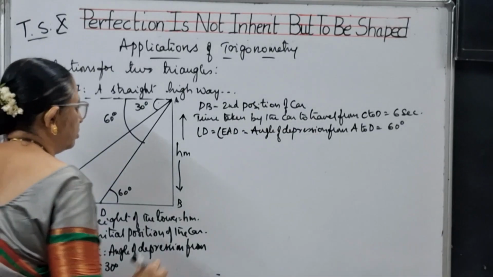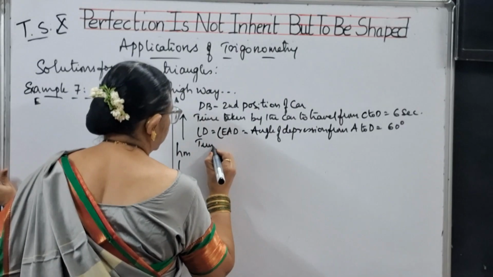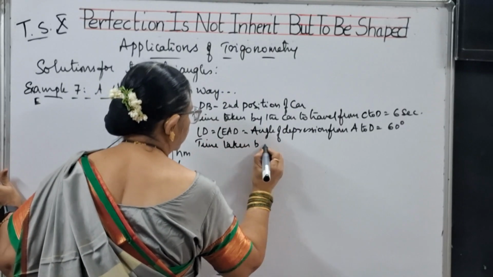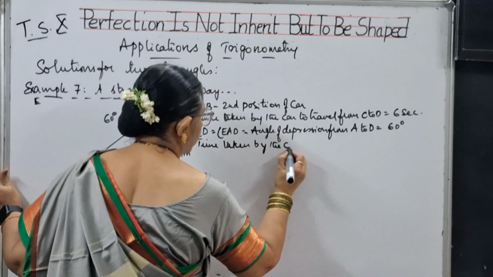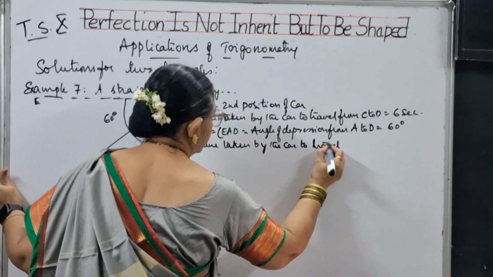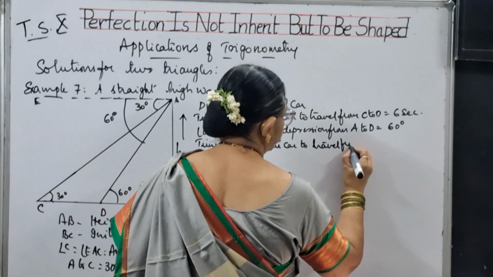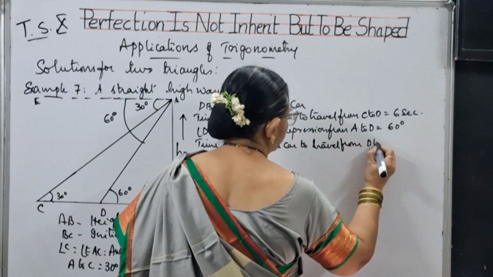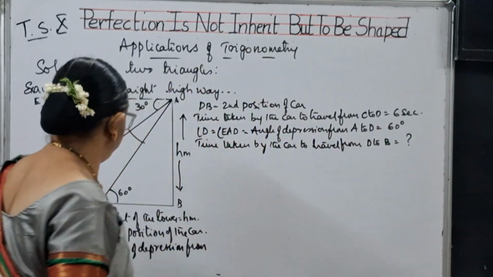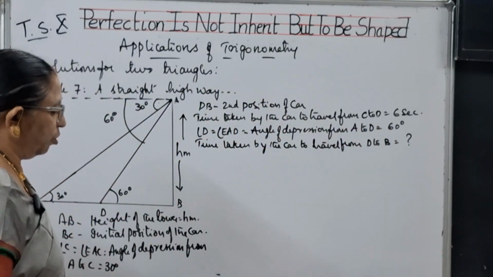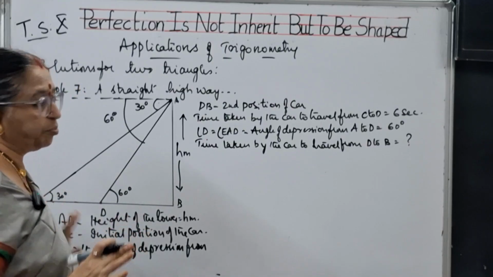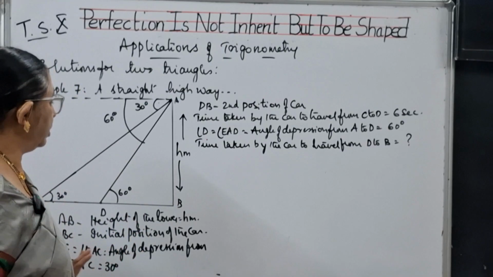Now what is the question? Time taken by the car to travel from D to B, how much is the question. From D to B, how much time has it taken to reach? This is the problem, children. I hope I am clear.